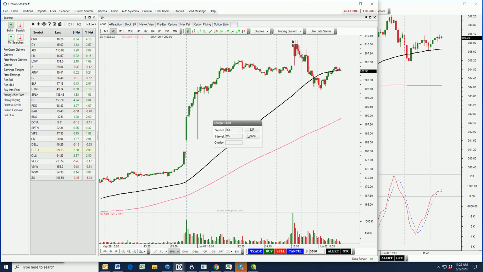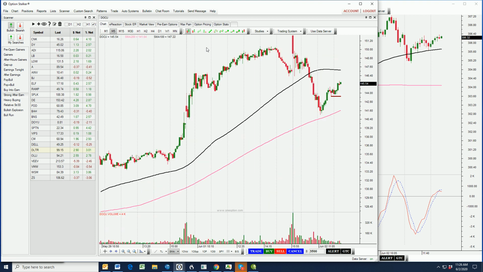I did short DOCU, and these are stocks that came up in our searches. Once it took out this low right here, I was short DOCU. I made about $1.80 on that total. I shorted it a couple of times. Let's see, what else did we get into?